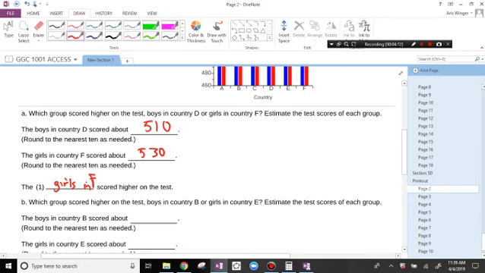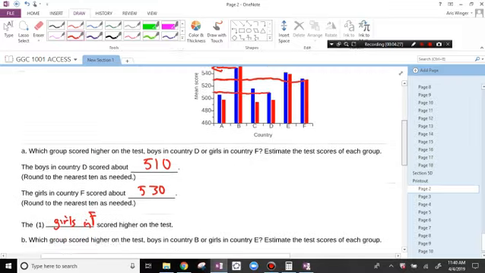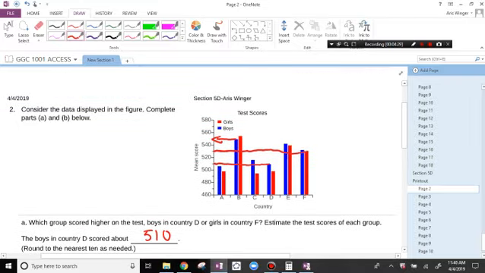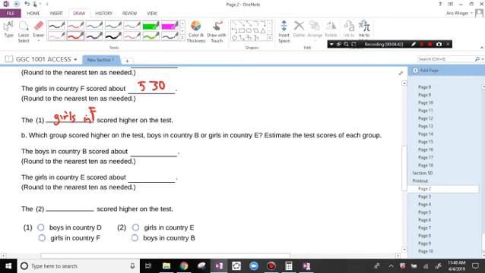Which group scored higher on the test? Boys in country B or girls in country E? Boys in country B score, it looks like, about 550. Girls in country E scored about 540. And so in this case, 550, 540, boys in B.